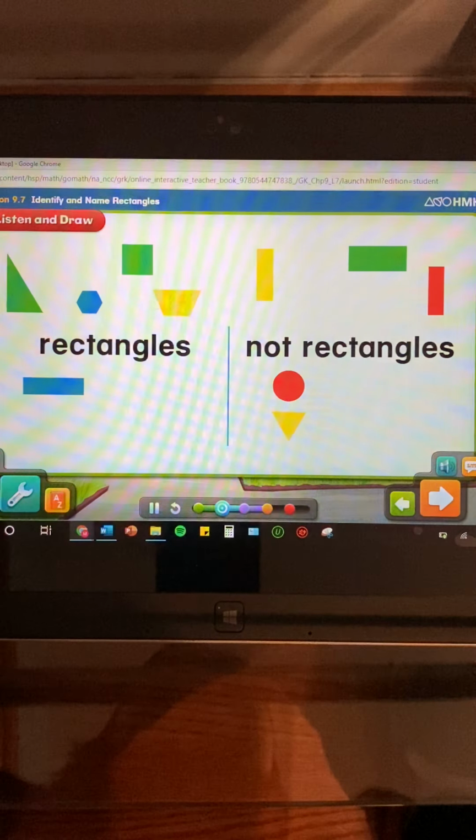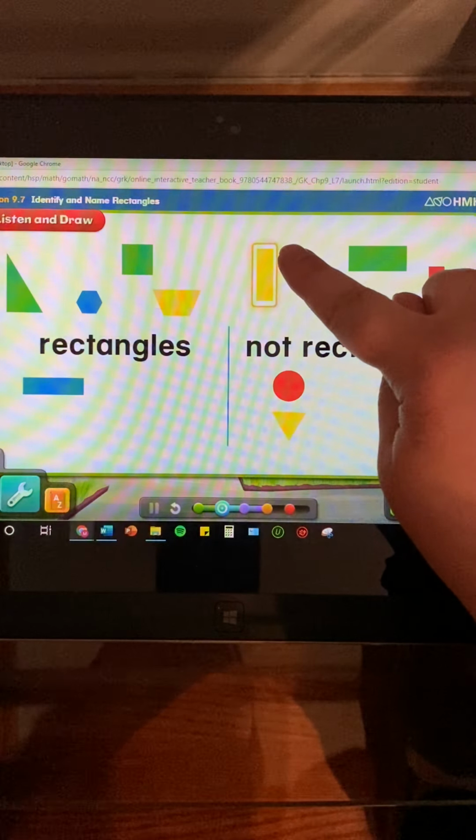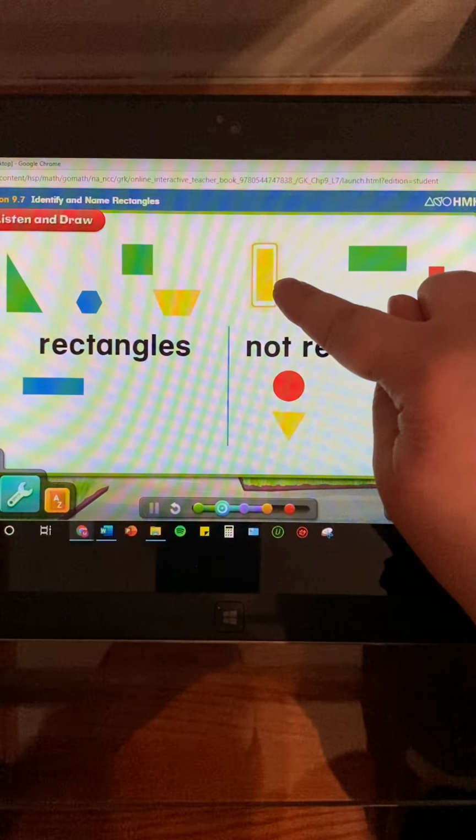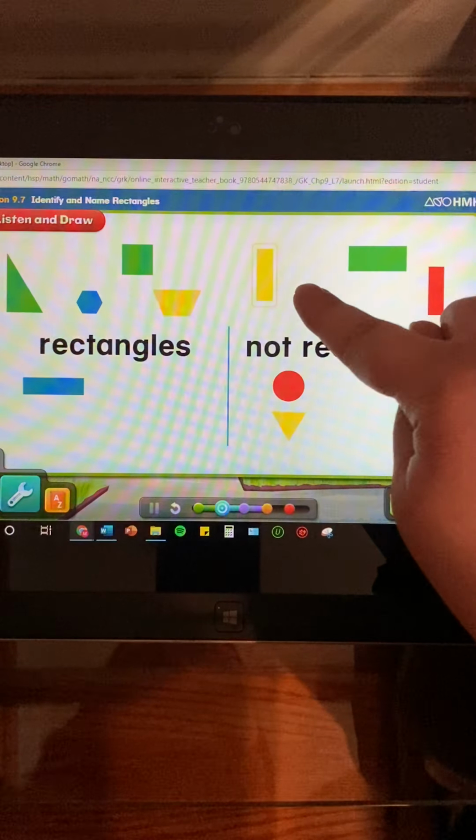Is this shape a rectangle? Go ahead and click it. Okay, let's look at this one. Is this a rectangle? How many sides does it have? It has 4 sides.